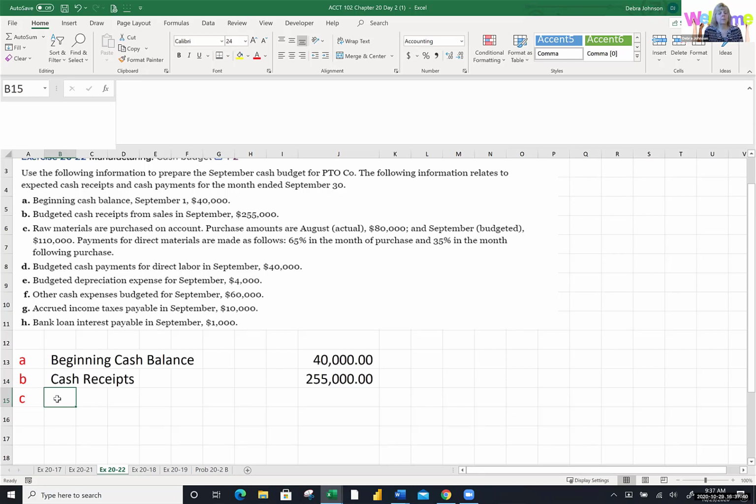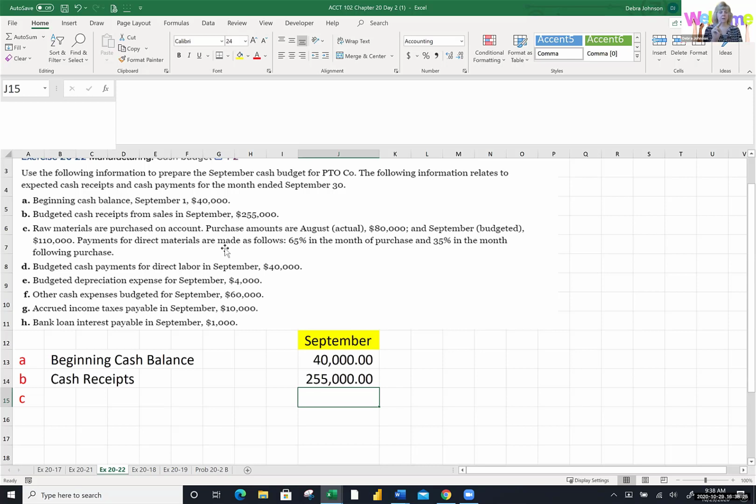Okay, letter C. Raw materials are purchased on account. Purchase amounts are August: they bought 80,000 in August. They're budgeting 110,000 for September. So we better be paying a lot of attention to what month we're doing. This is September, I'm going to write that above so we don't forget. We are specifically interested in the month of September. They have some August purchases, some September purchases, and then there's a statement. Payments for direct materials are made as follows: 65% in the month of purchase and 35% in the month following the purchase.